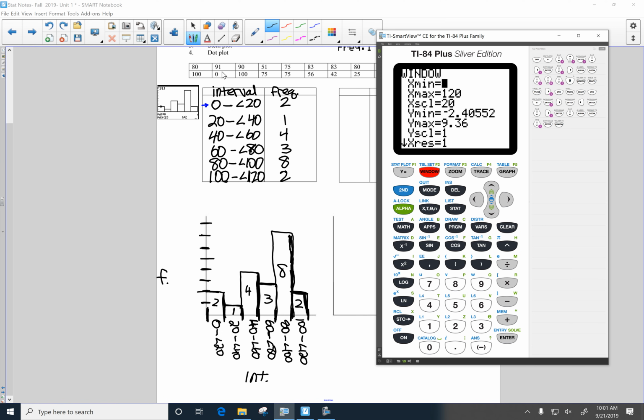0 to 120 surrounds all the data points. The lowest value in my set is 0. The highest is 100. So 0 to 120 will cover that. It's going by 20s. Nice round number, so we're good there. Go back to the graph.